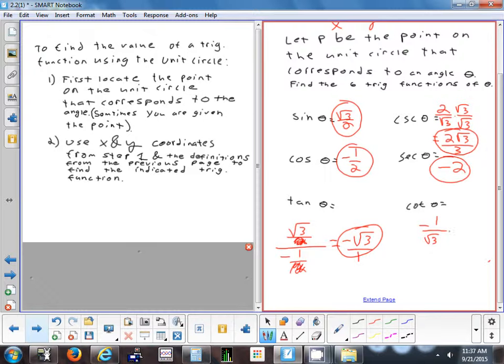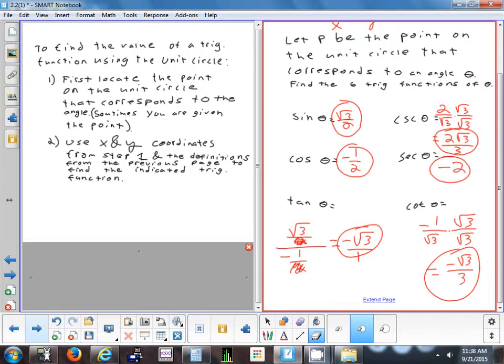So Zach, what could I multiply top and bottom by to fix it? Square root of 3. Yeah. Square root of 3 over square root of 3. And can you tell me my final answer? -1 times the square root of 3 over 3. Perfect. Negative square root 3 over 3.